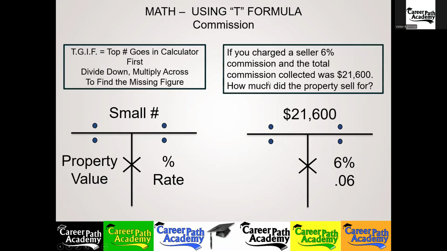So here's some math for us. Here's a problem here. You got the formula here on the left-hand side. On the right in this box is the question. If you charge a seller 6% commission and the total commission collected was $21,600, how much did the property sell for?